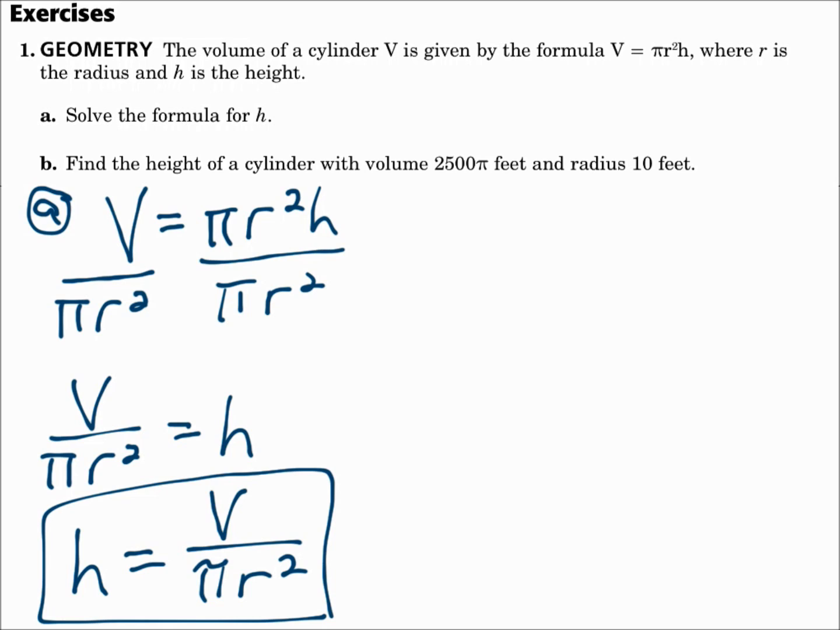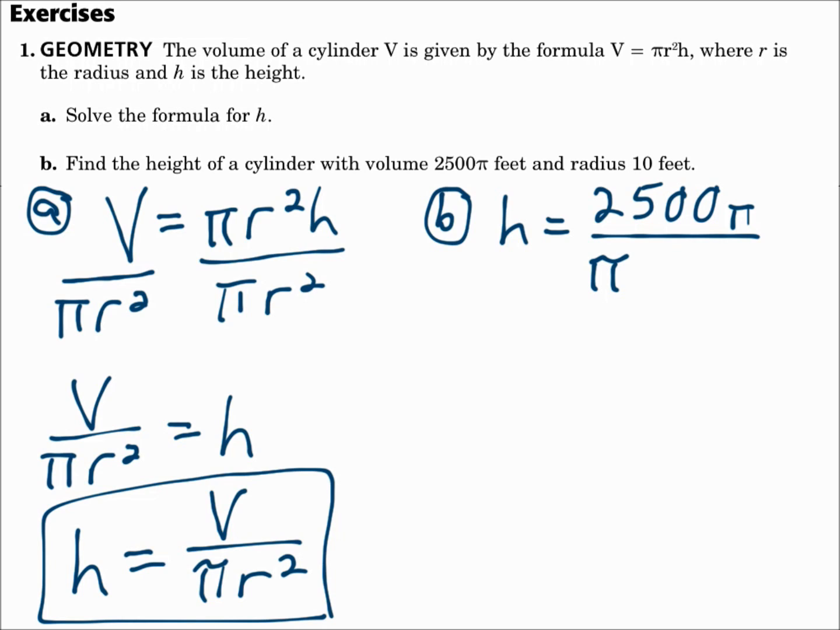B. Find the height of a cylinder with volume 2,500 pi feet and radius 10 feet. Well, let's use the formula we just found. H equals, the numerator is V, and the volume is 2,500 pi, divided by pi times the radius squared, and the radius is 10. So just substitute the numbers that they give you and solve for the one that you don't know.